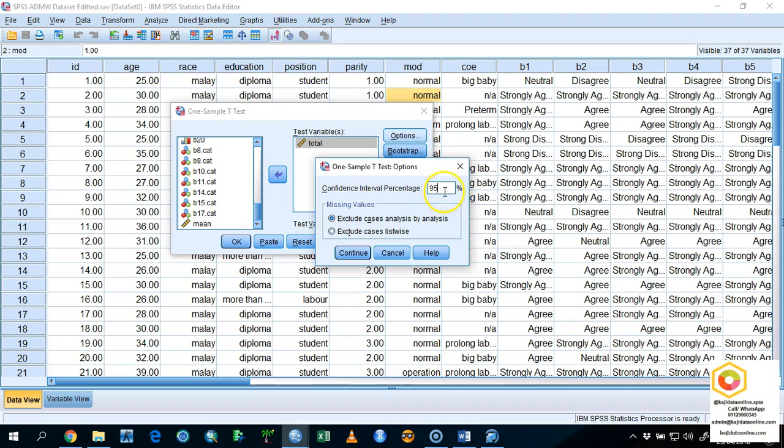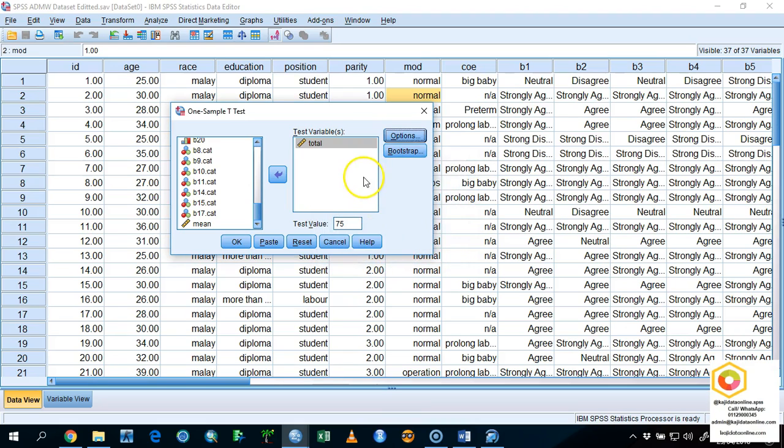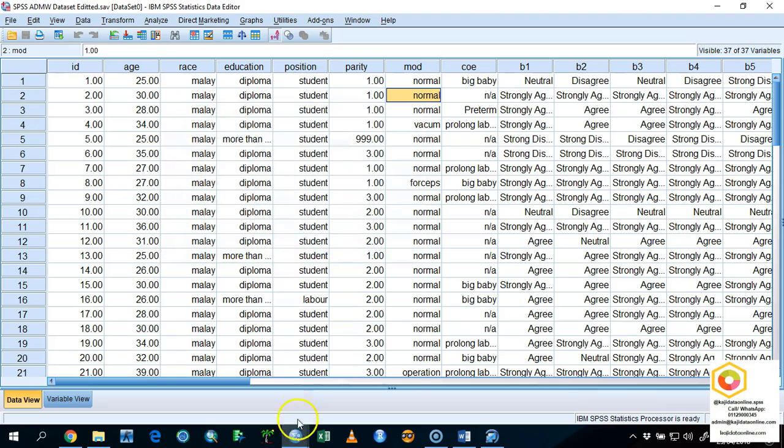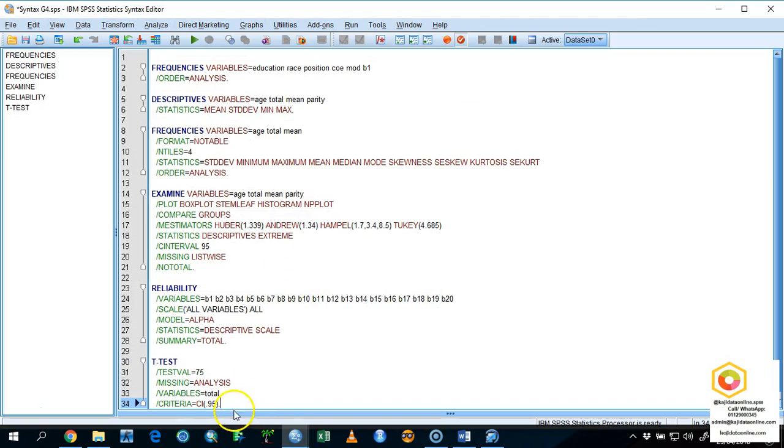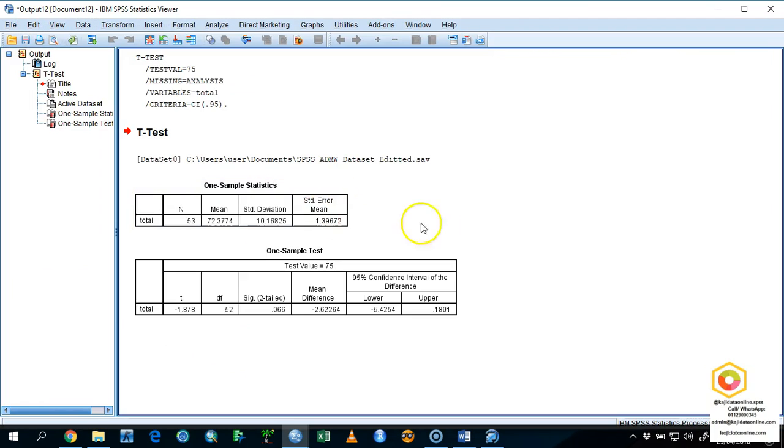Ini as default, computer set 95. Kalau awak nak lebih accurate, awak ubah 99, semuanya dekat sini. Kalau tak payah ubah apa-apa, tekan pada option tu, no need to. So you can just paste or you can click OK button. Straight away, it will analyze for you. So, dia akan keluarkan output something like this. You got this kind of output?